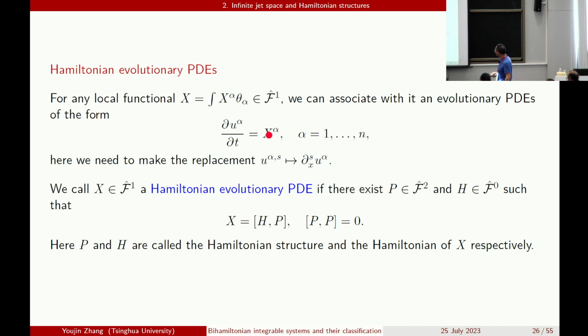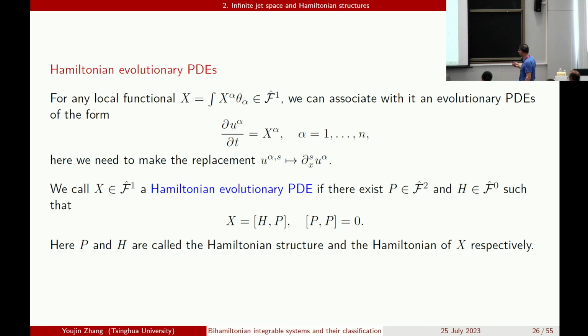Using this super variable formulation, we can represent an evolutionary PDE. For example, in the KdV case, we have u_t equals u u_x plus u_xxx, the x derivative of u. This vector field corresponds to a local functional of super degree 1. It can always be represented using a density as a differential polynomial on the infinite jet space in which the super variable appears once. So we have super degree 1. So each evolutionary PDE can be represented by using a local functional.